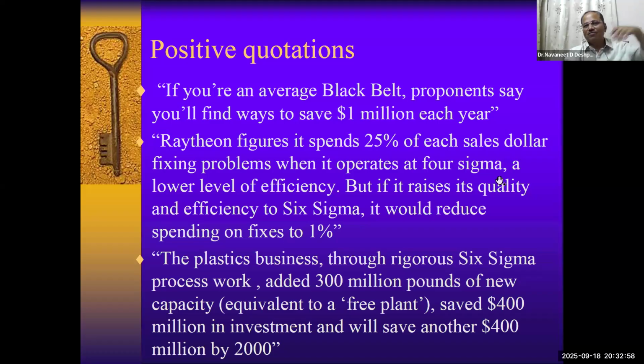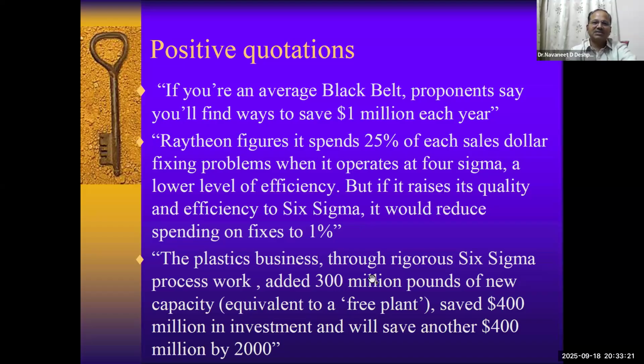As a green belt, you know what is 1 sigma, 2 sigma, 3 sigma, we're just acquainting with that. So a lower level of efficiency, but if it raises its quality and efficiency to 6 sigma, it will reduce the spending on fixes to 1%. So reduction in the spendings will also happen. Whatever reduction in spending is happening, that's invariably leading to profits.